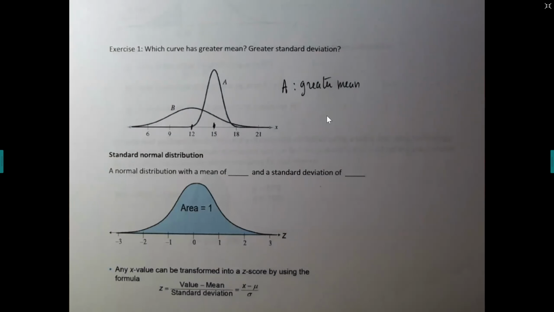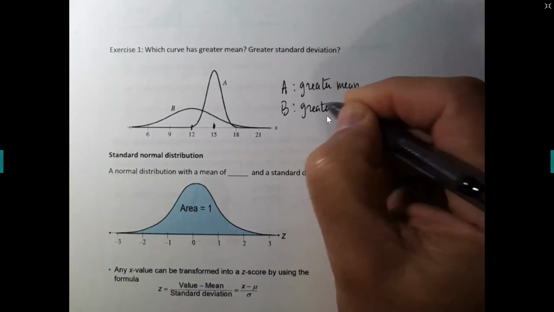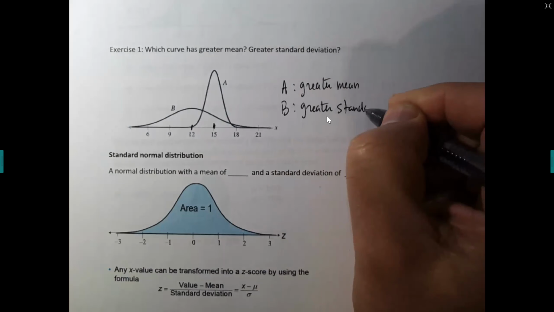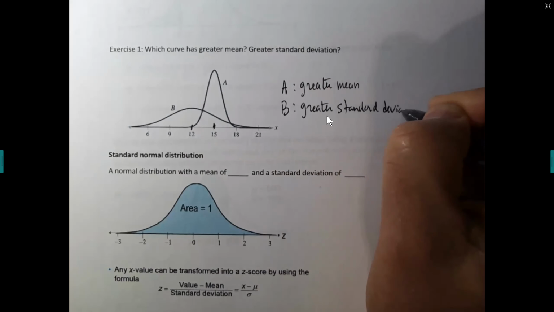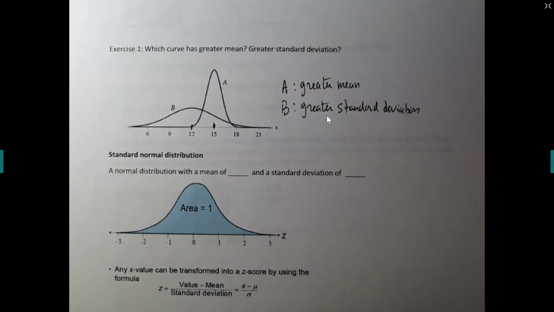Okay, which curve has a greater standard deviation? You don't need to know what the standard deviation is to be able to tell. Just look at the shape of the curves, guys. Which one has a greater standard deviation? And if you are asked to explain, guys, you just say B, the data in B is more spread out than the data in A. It's obvious. You could see it's a wider curve.